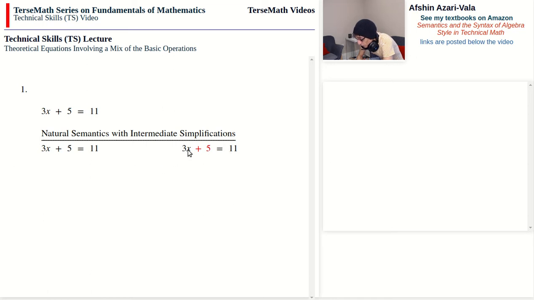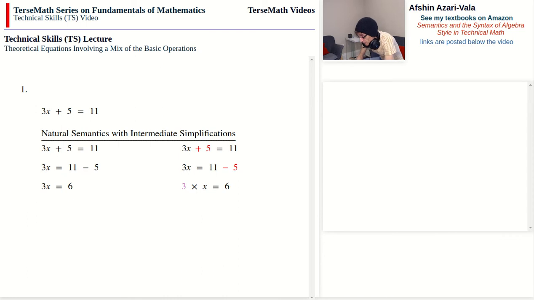Now, in order to solve for the term that contains the unknown, that would be 3x, we need to get rid of plus 5. And following natural semantics, we take plus 5 and move it to the other side of the equation and make it minus 5. Now we can simplify. Simplification means if you can add, subtract, multiply, or divide any numbers, you should do so. And in this case, I can do 11 minus 5, which gives me 6.